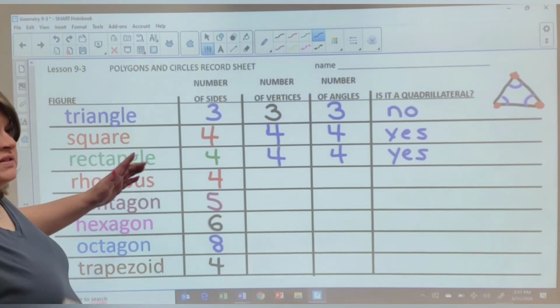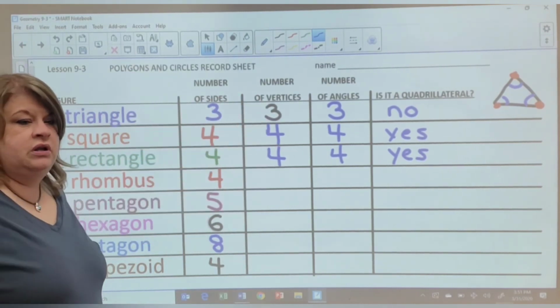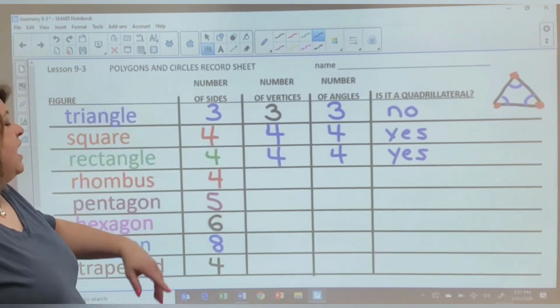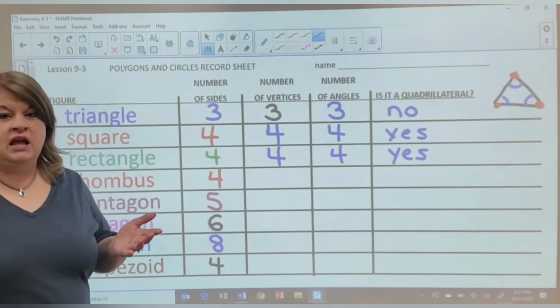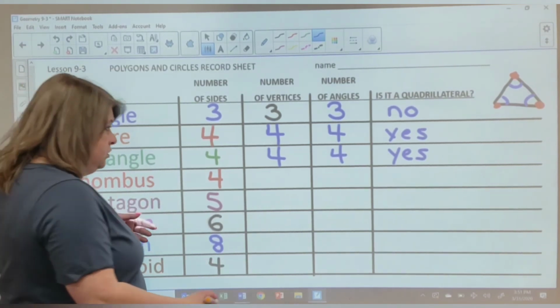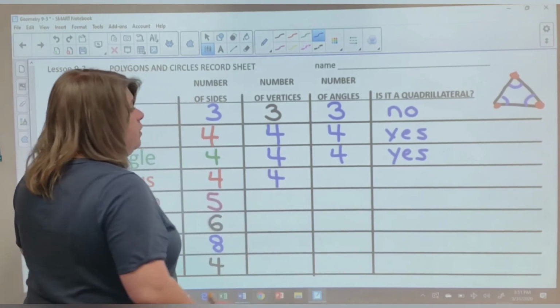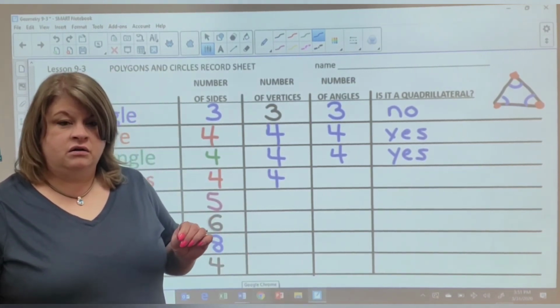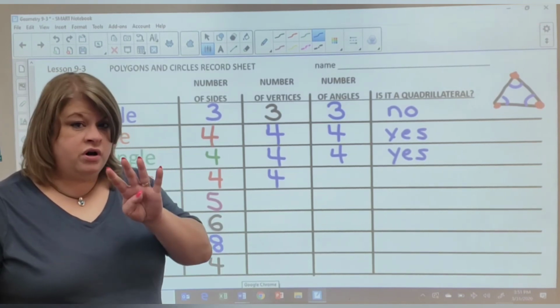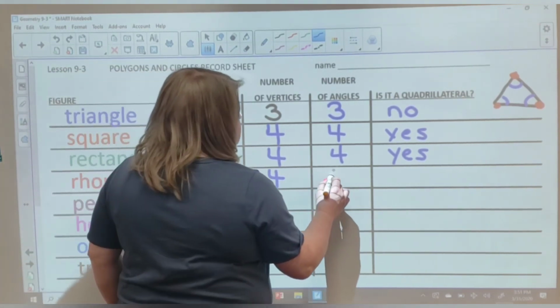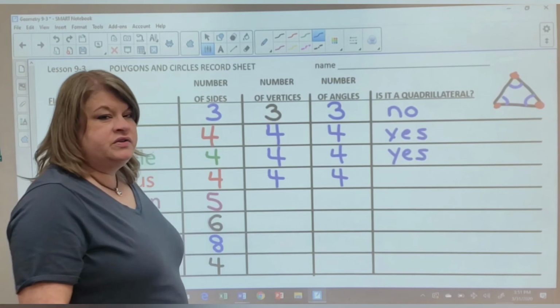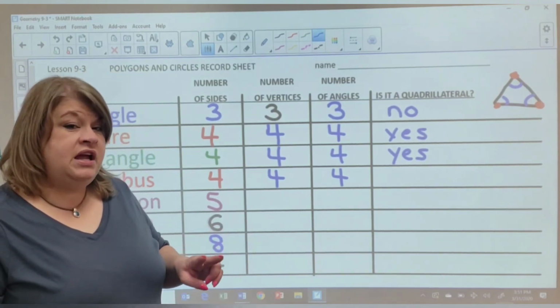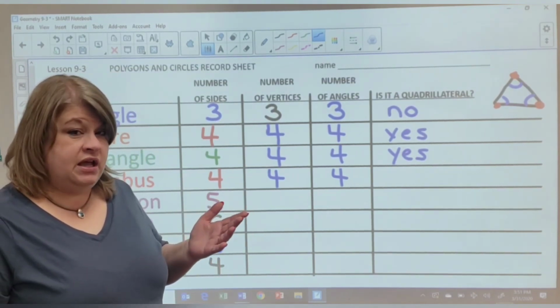Think of your rhombus, the bus moving forward. We said it has 4 sides. How many vertices? How many corners? 4. How many angles are there? If you said 4, you're right. They're not square though. They're not right angles. There are 2 acute angles and 2 obtuse angles on there.